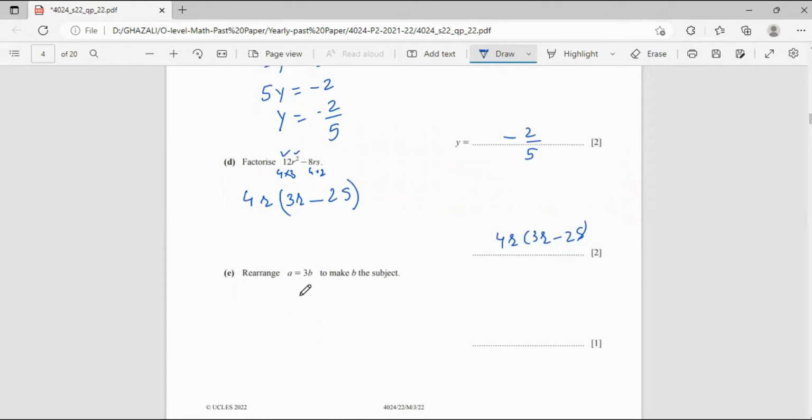Rearrange A equal to 3b to make b the subject. When you make a subject, you have to find the expression of b in terms of a. B is equal to a over 3. Very simple question.